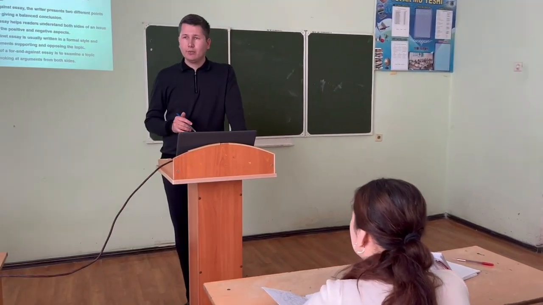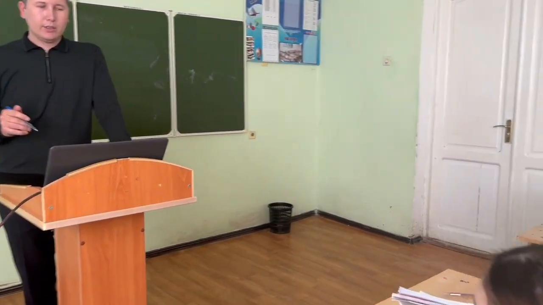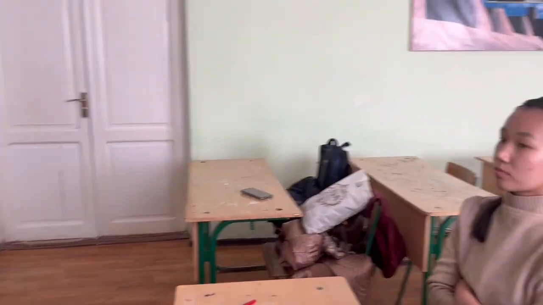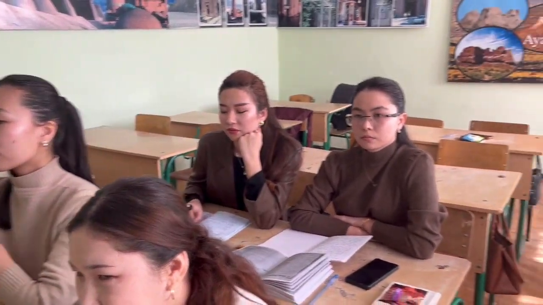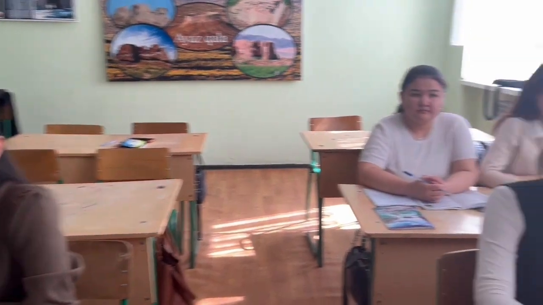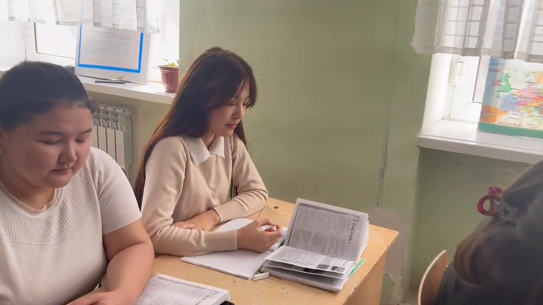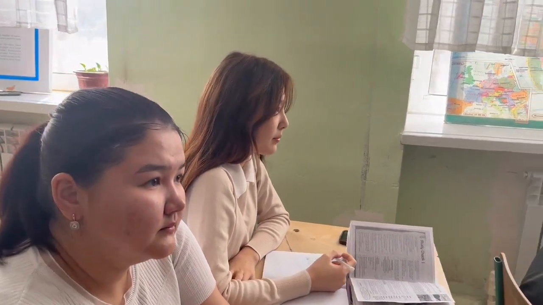This type of essay helps readers understand both sides of an issue by explaining the positive and the negative sides. A for and against essay is usually written in a formal style and includes arguments supporting and opposing the topic. The purpose is to examine a topic carefully by looking at arguments from both sides.